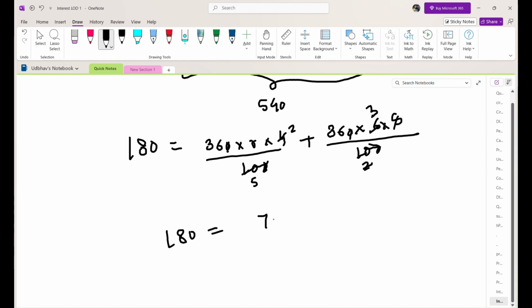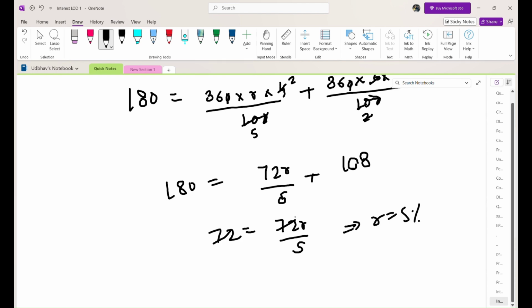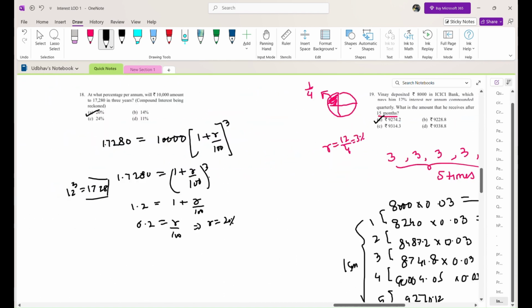36 into 2, 72 R upon 5, plus 36 into 3, which will give us 108. So 180 minus 108 is 72. 72 equals 72 R upon 5. So R equals 5%. So next question.